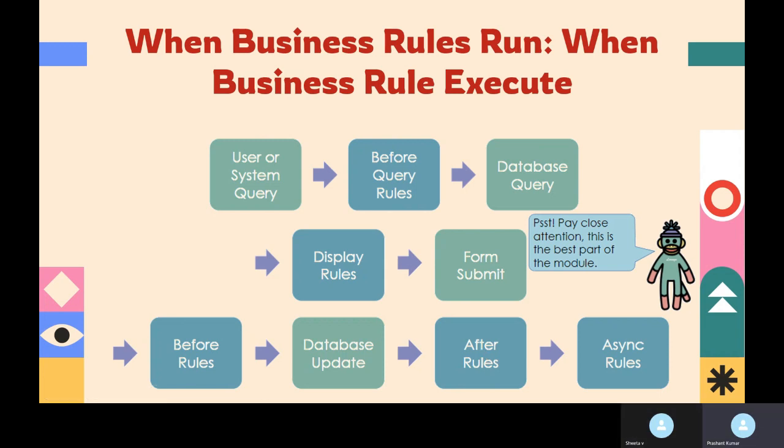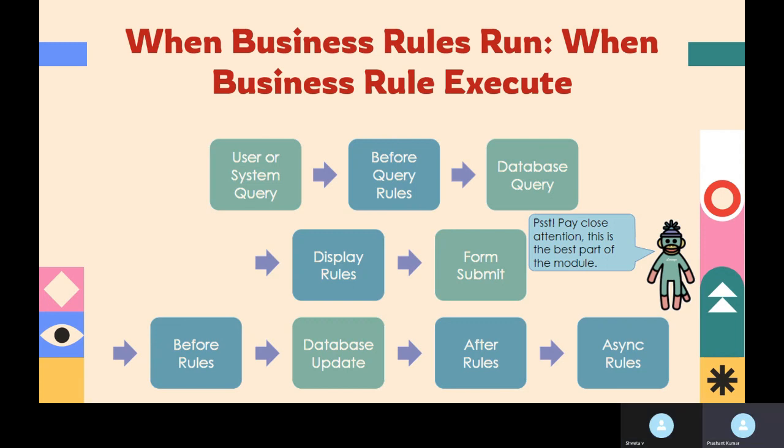Now if you see, there is one more rule, that is the asynchronous rule, right? The after business rule can also be called a synchronous rule because it is executed just after the database commit. But the asynchronous business rule will run, but not just after the database update. It will be running on our queue. Some job will be generated on the backend and things will be happening in a queue.